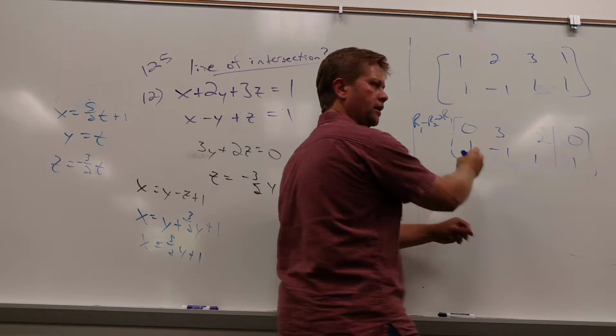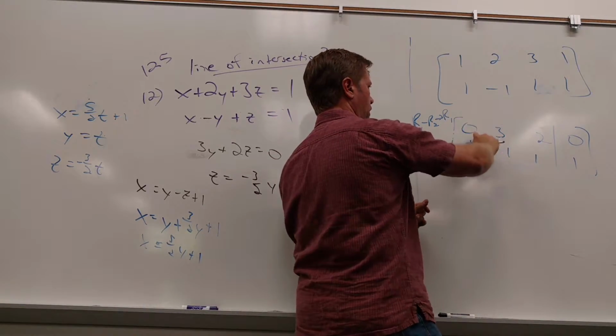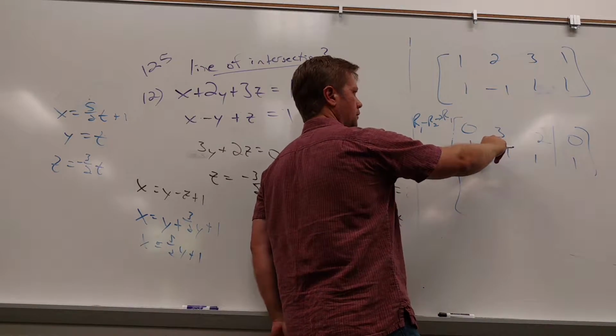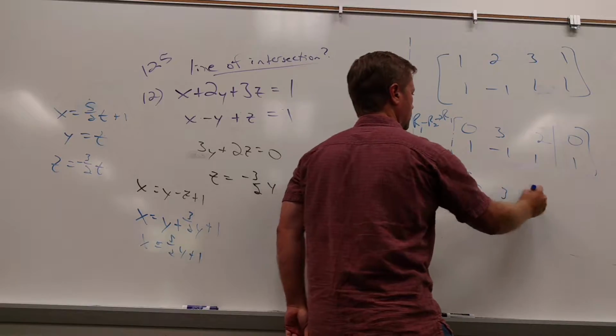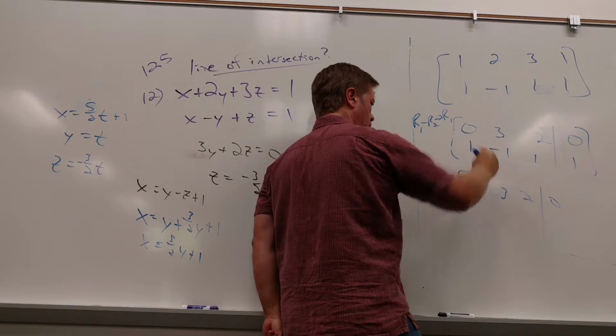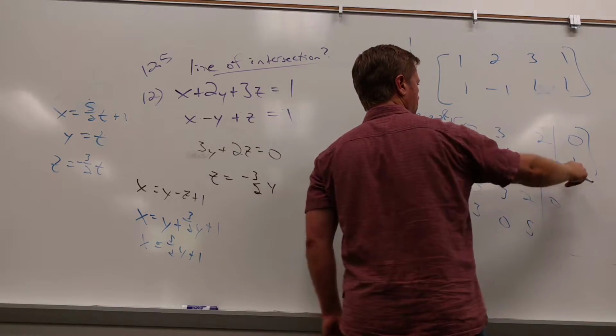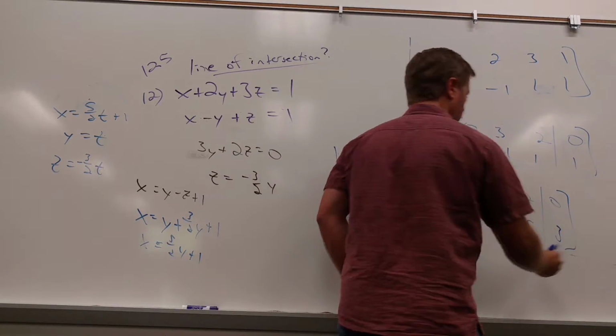I don't want to go this way because I would kill that. You divide by 3, right? So if I put the answer here, it'll be 3, negative 3 and 3 is 0, 3 plus 2 is 5, 3 plus 0 is 3.